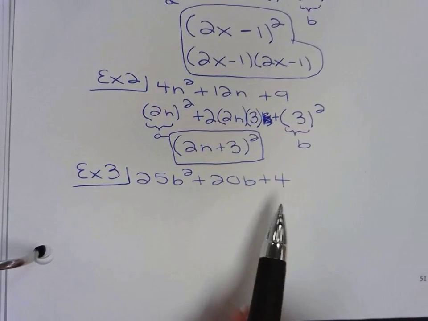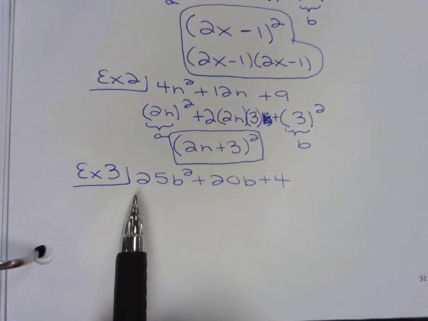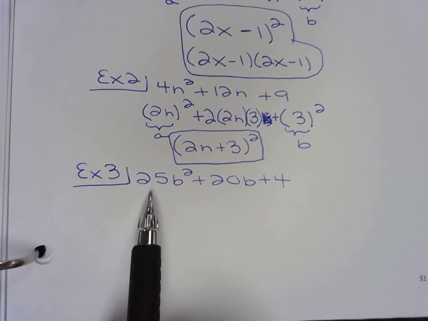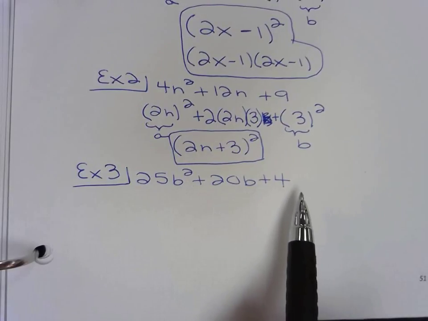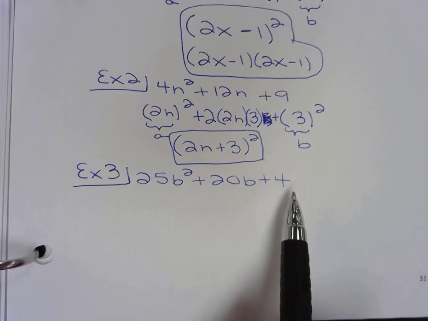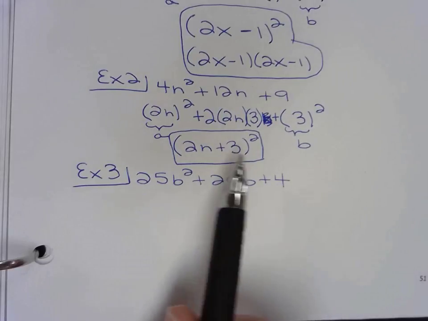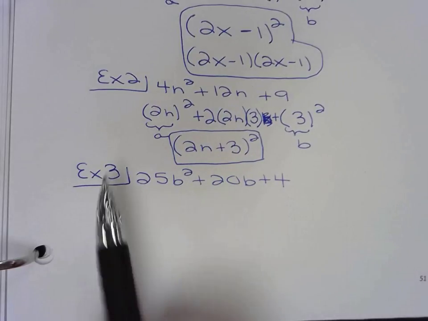Okay, 3 terms. First of all, is there a GCF? Always check for a GCF. I forget to do it. Is there a GCF for all of these? No. 25, 20, and 4 don't share anything. I can't factor it out. Always check for that first.